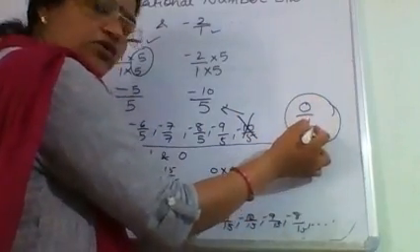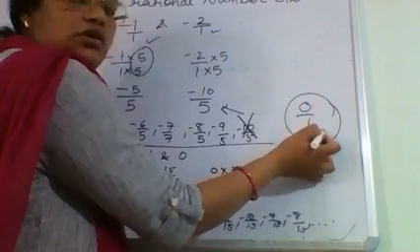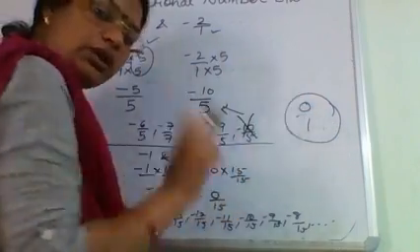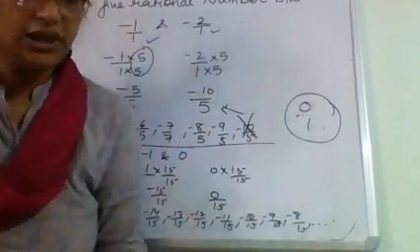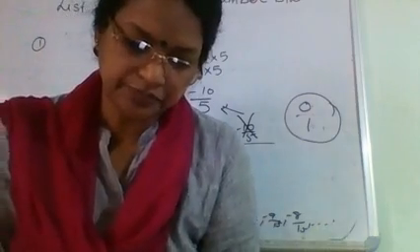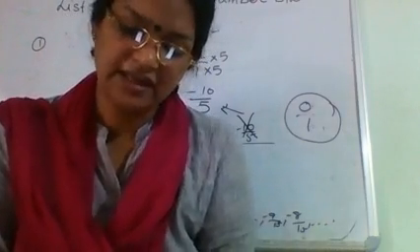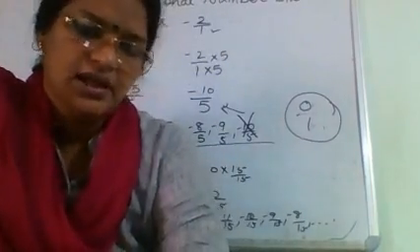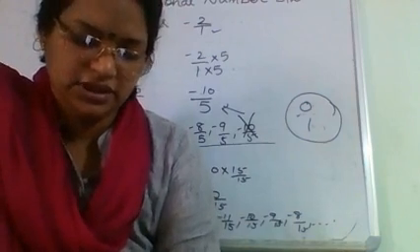So these are rational numbers in p by q form, where q is not equal to 0. The denominator should not be equal to 0. Here the numerator is 0; the numerator can be equal to 0, but the denominator should not be equal to 0. 1 by 0, the last, 9th part, is not a rational number because the denominator is 0.